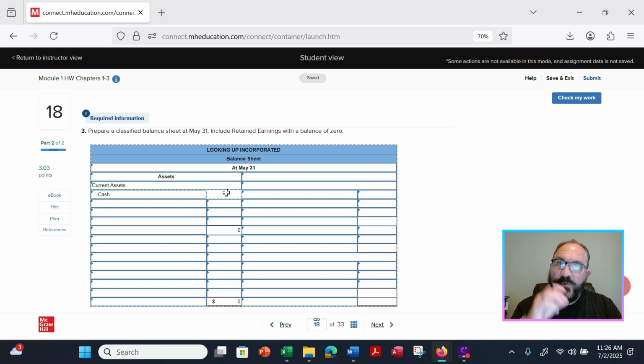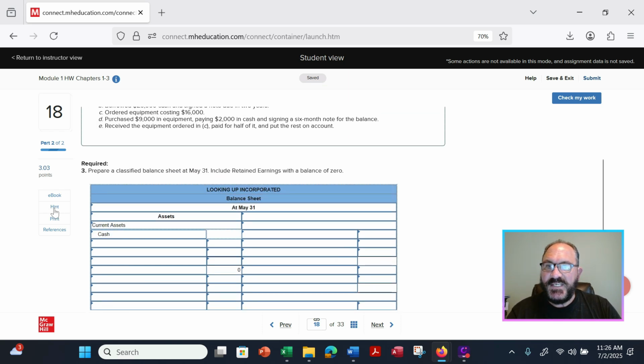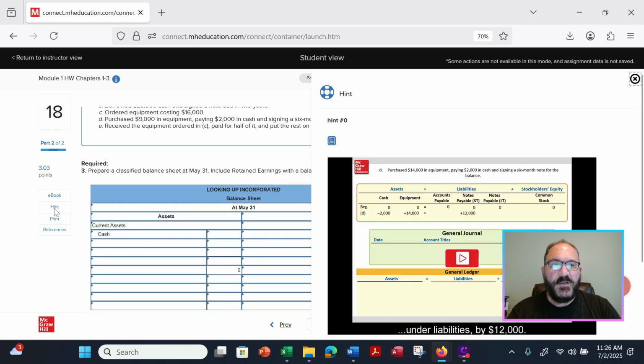Okay, so it takes a little bit, and you've got to look at something else to do this. And again, don't forget, see over here where it says hint? Click on that hint button, and it's going to run you through. Here's a video showing you how to do it.